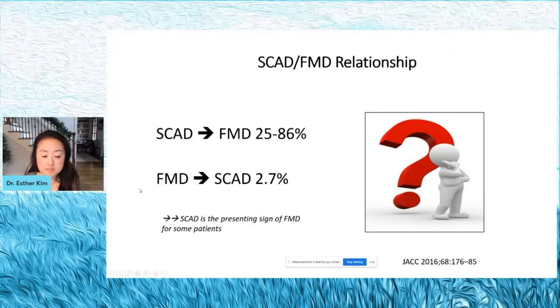According to the US FMD registry, if we look specifically at the variable of SCAD, it's only about 2.7%, but these are older data. And these data, as Dr. Olin mentioned earlier, are actively being updated, and probably this number will go up as the awareness of the interaction between SCAD and FMD goes up, and also the diagnostic ability of physicians to diagnose SCAD goes up. And what do I take away from this? Well, I take away that SCAD is the presenting sign of FMD in some patients, but probably not all patients.